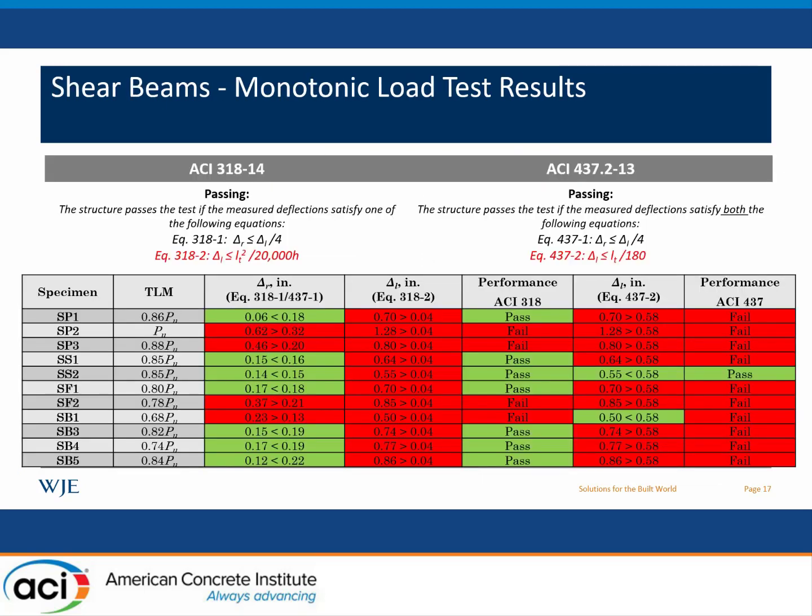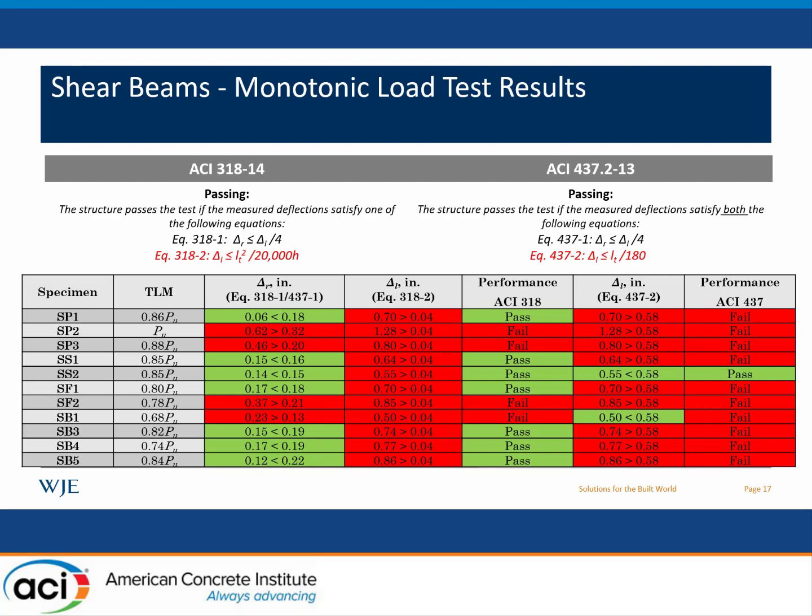So for the shear beams, again, monotonic load test results, we got a very similar story. Most of them pass the residual deflection for ACI 318 and ACI 437. For the maximum deflection of ACI 318, they all failed, but since you only need to pass one, again, all the ones that pass the residual deflection pass the load test. On the other hand, with ACI 437.2, we almost always failed the maximum deflection criteria, which made the beams basically fail the test. So again, same story. Same beams, same test magnitude, same test method, but different acceptance criteria, you get a different answer.